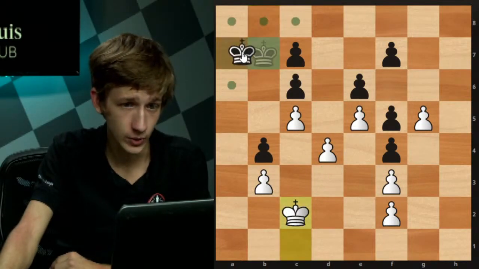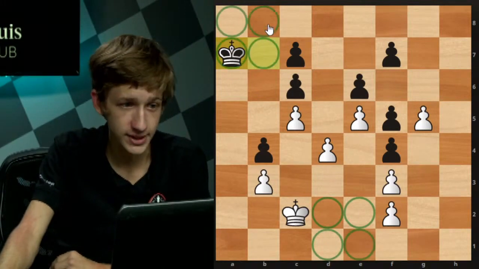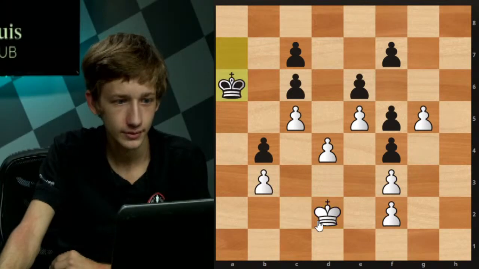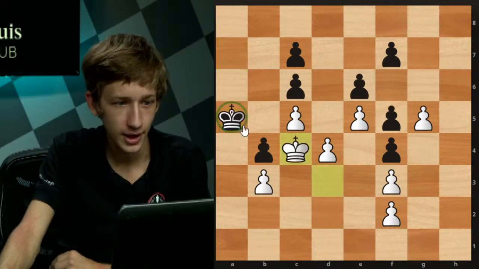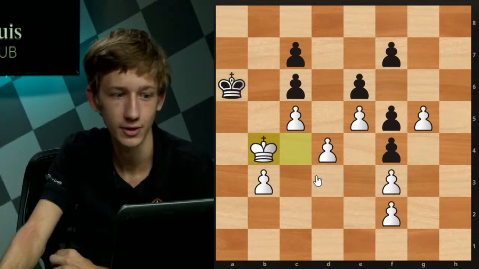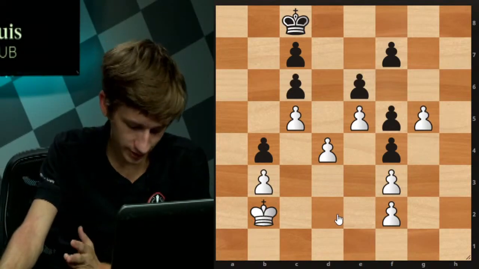If he steps to a7, that's a slightly better try. But now what corresponds to a7? Of course, it's going to be this square on d2. And up we go. And we win the game through that technique that we saw a little bit earlier. So excellent job on that one. Now, I am going to run a little bit over time here.